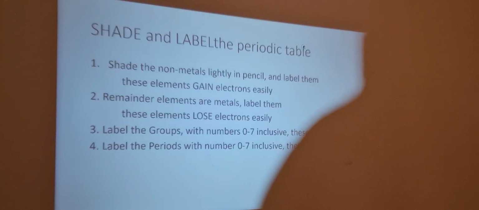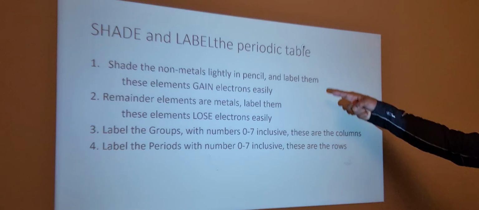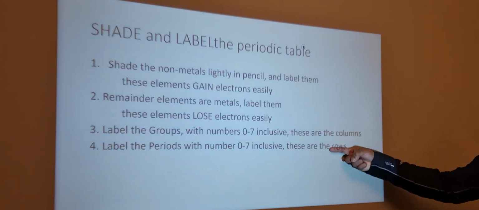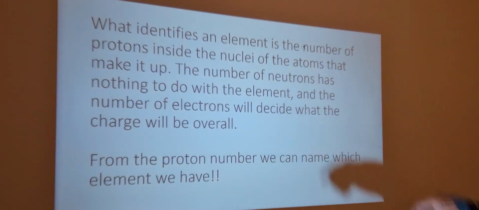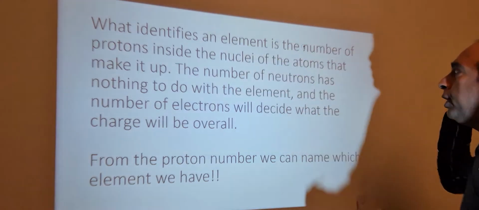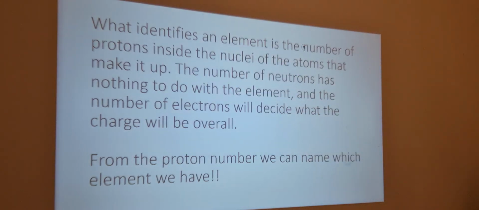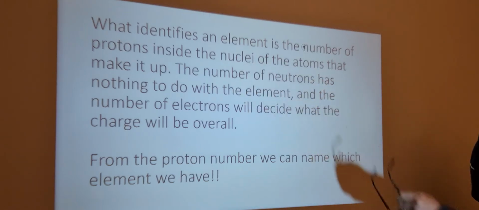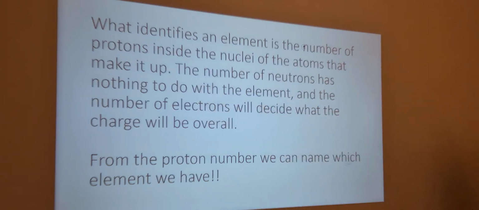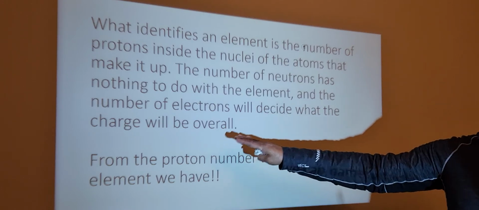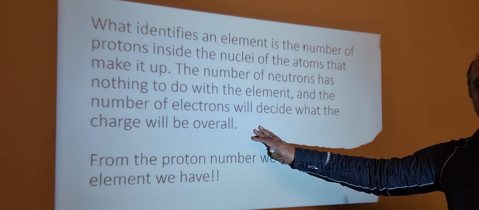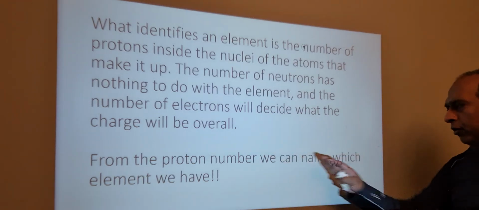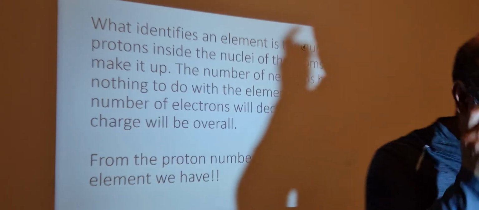There we are. So I've asked you to shade and label those things. I've been through that with you. And then I've said that what identifies the element is the number of protons that are inside the nucleus of the atoms that make it up. The number of neutrons won't affect the element, and the number of electrons will simply decide what charge it will have. If it's neutral, it will be an atom. If it's charged, it will be an ion. From the proton number, we can identify what element we have.